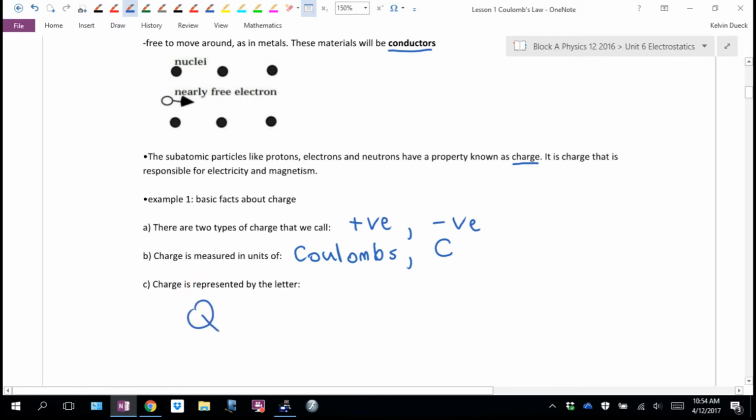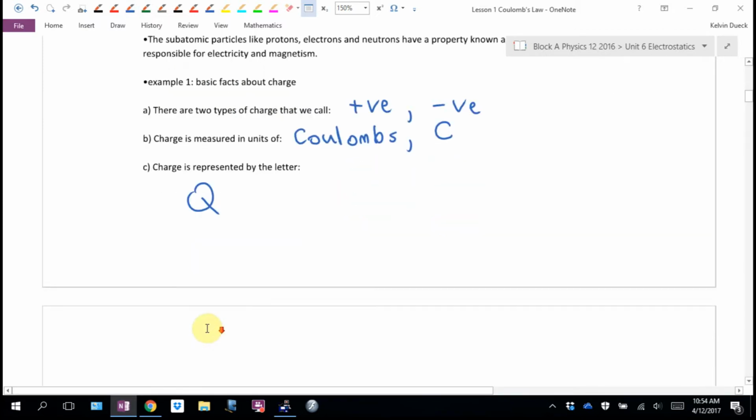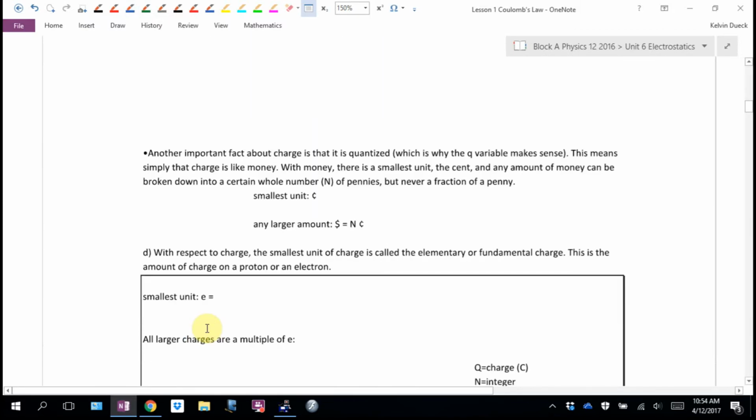Q. We can't use the letter C because the letter C already is used for the speed of light. It's taken, it's special. Why Q? Well, another important fact about charge is that it is quantized. That's where the word quantum physics comes from, and it's why the letter Q is used. What that really means is charge comes in chunks, and there is a smallest chunk.